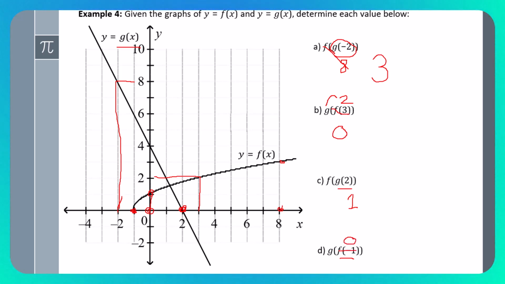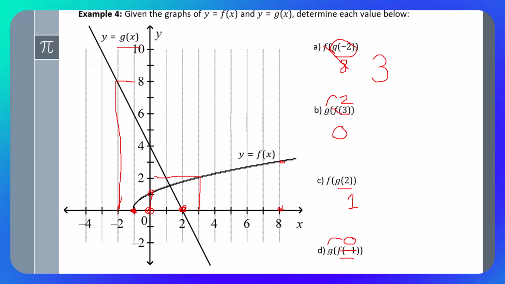Okay, so now we have that answer. We're going to put that into function g. So g of 0. When we're at 0, we're going to go up to this linear equation, and we're at 4.